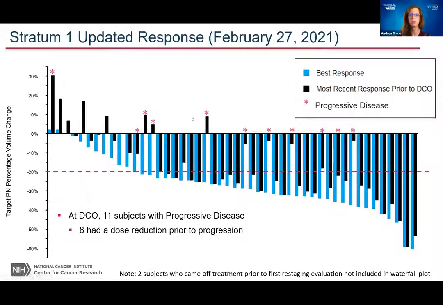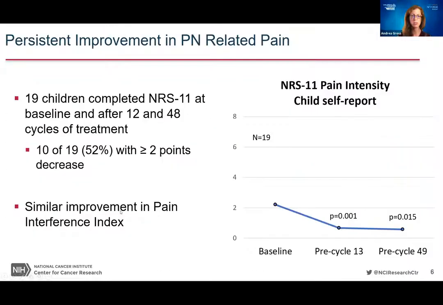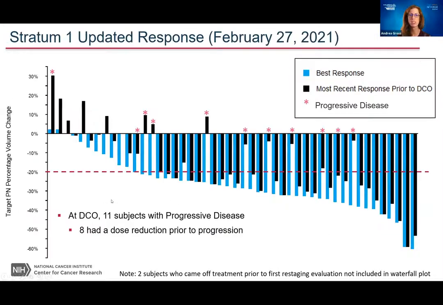So it's just important to note that even though they had quote unquote disease progression, many still had tumor shrinkage from where they started. Also, of the 11 patients that had progressive disease, 8 had a dose reduction prior to disease progression, which makes us really strongly think that maintaining the dose that is prescribed and staying on the medication is necessary to maintain a response.